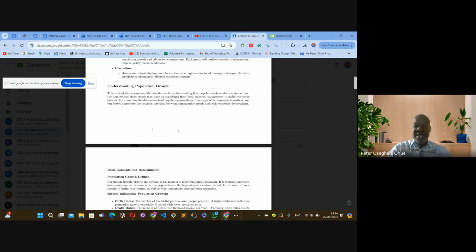So we look at the determinants of population growth. What are the indices? Why is there population growth in Nigeria, for instance? We'll use Nigeria as a case study. And we'll look at the stages of demographic transition, and end up looking at the interplay between the trend and socioeconomic development. Because if you are looking at population growth and you are not looking at how your economy is also developing, then it's a recipe for disaster.